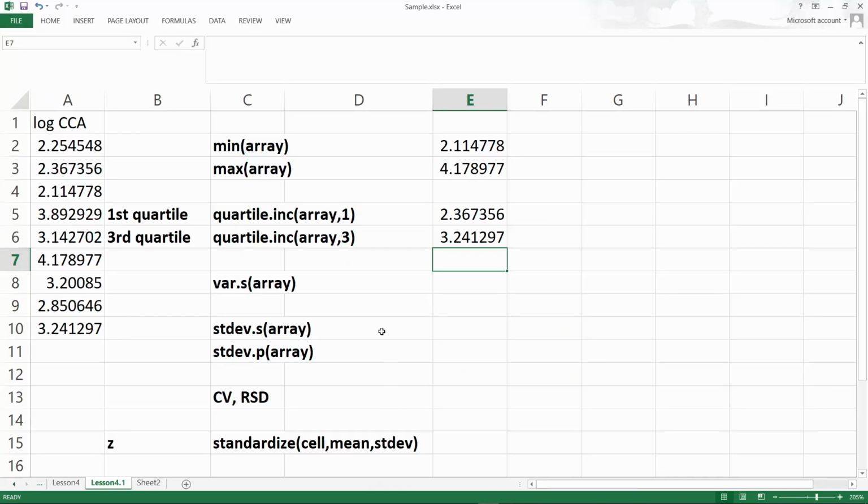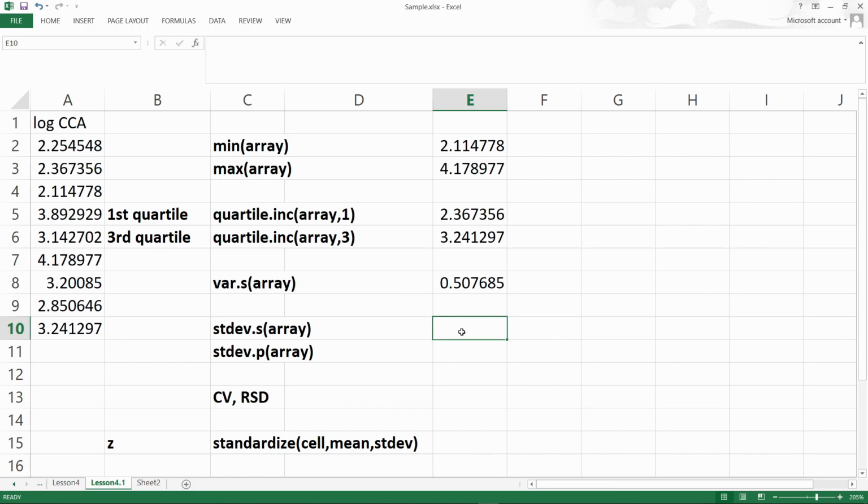Now we will look at how we can use Excel to calculate sample variance and sample standard deviation. So for sample variance, you use the following equation. Type in the equal sign first, VAR.S, then highlight the array. For population variance, the S is changed to a P. So this is sample variance.